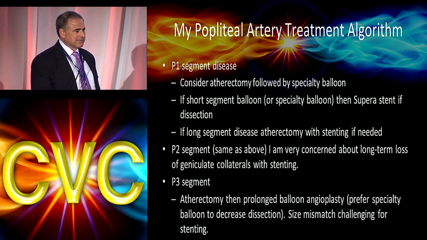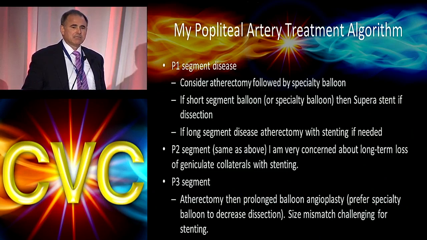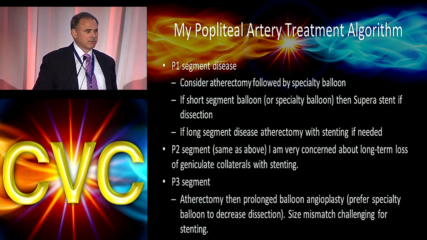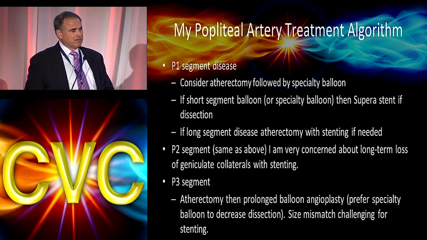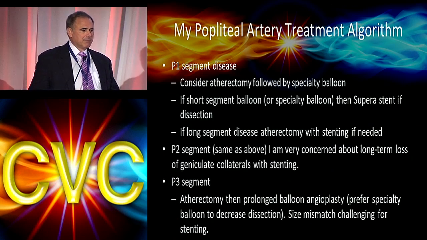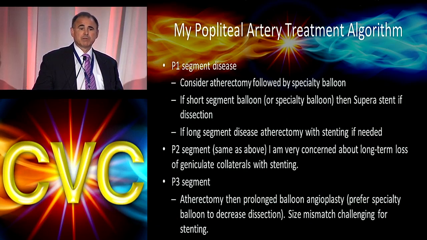In P1 segment disease, I consider some atherectomy, not necessarily full atherectomy, followed by a specialty balloon. What I'm trying to do is I'm trying to avoid dissection. If short segment disease, I may balloon and consider a Supera stent at this point in time if there's a dissection, because there's been some data published out of Germany that that stent has done fairly well in this area.